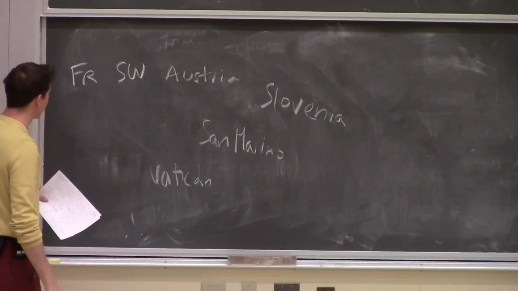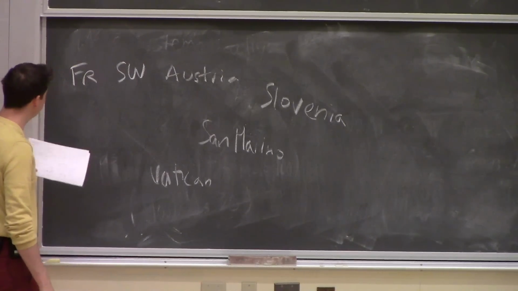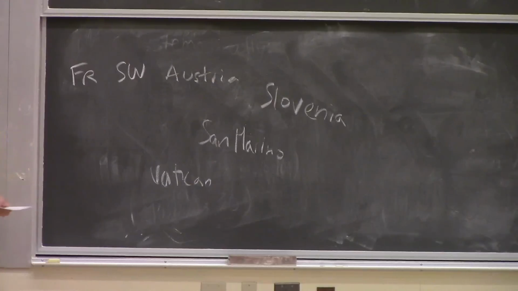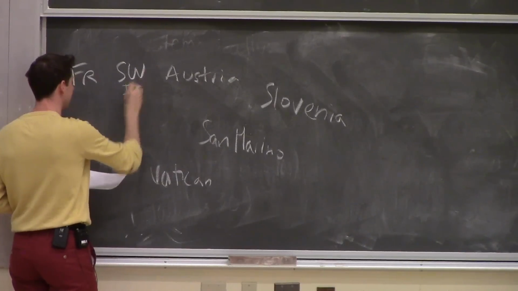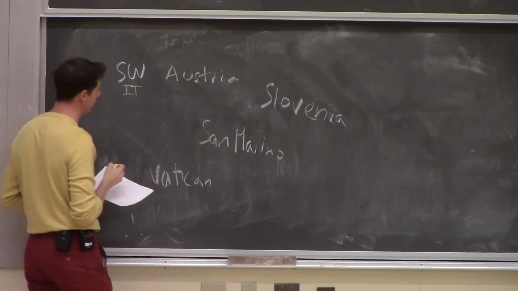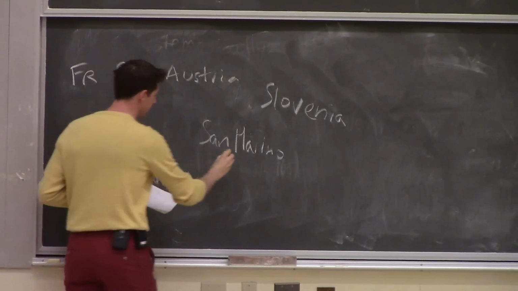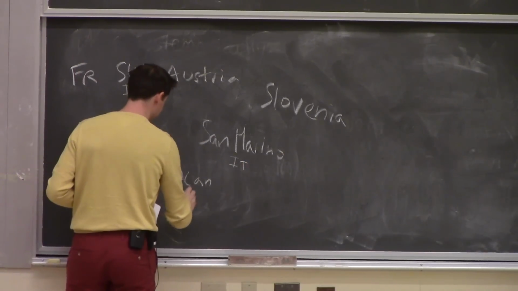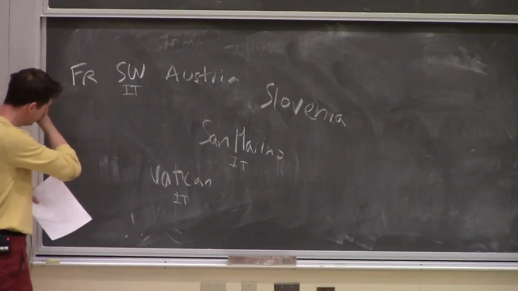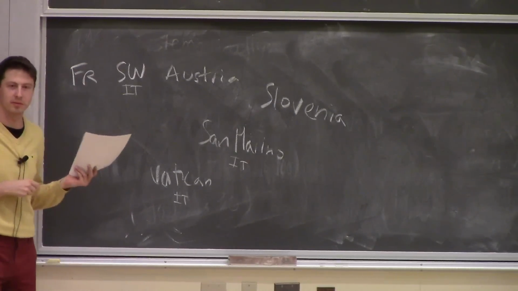And which of these has Italian as an official language? Oh, Italy, yeah. Switzerland has Italian as an official language. San Marino also. And so does the Vatican. Oh. Okay. How many languages does Switzerland have as official?